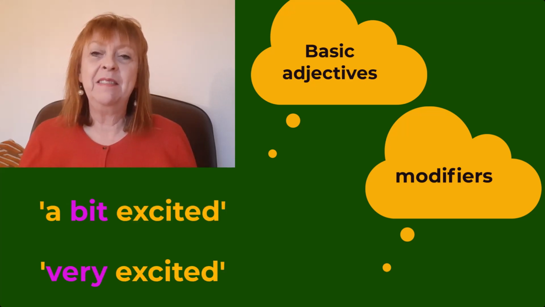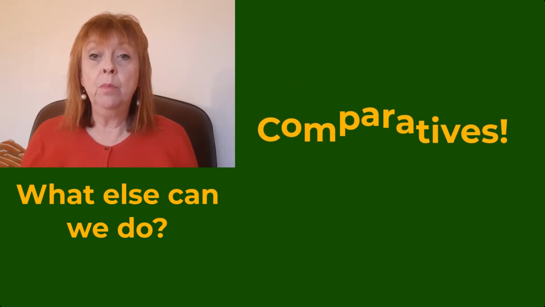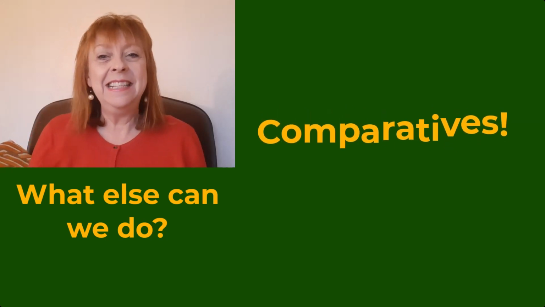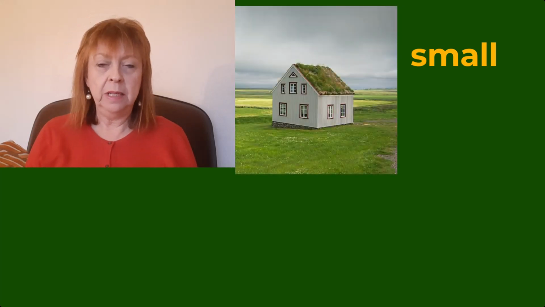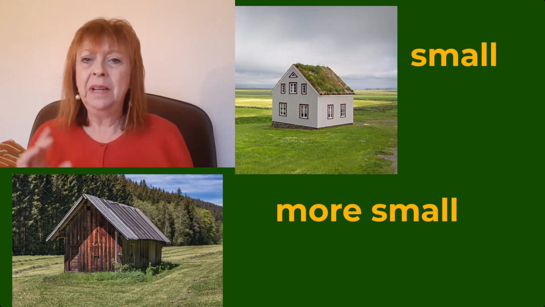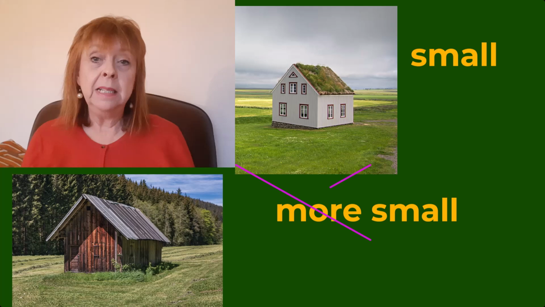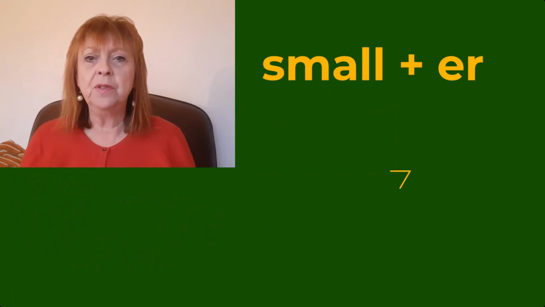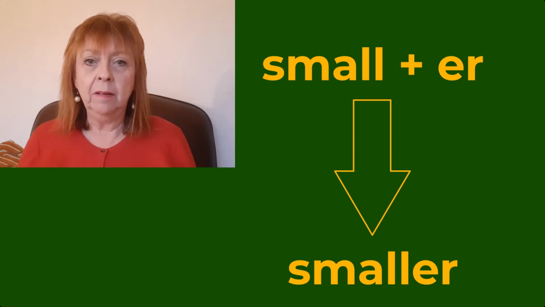The other great thing that we can do with adjectives is to make them into something we call comparatives. This is when we want to say more, or we put two things together and give an opinion. Here's an example. This building is small. This building is more small. But I have to change the word. So I say it's smaller. So how did we make this word? We can make comparatives most of the time by adding er onto the end of the original adjective.